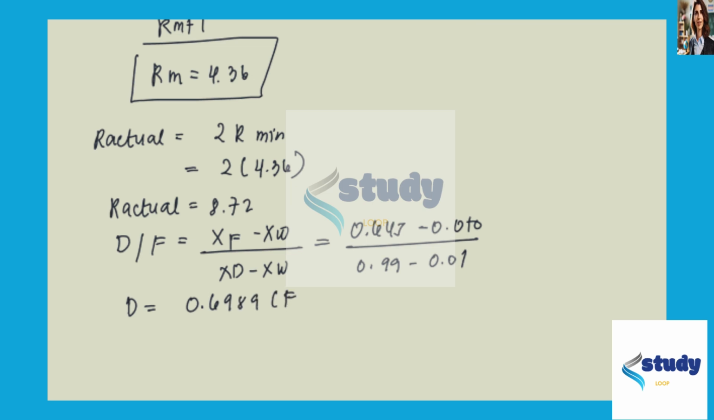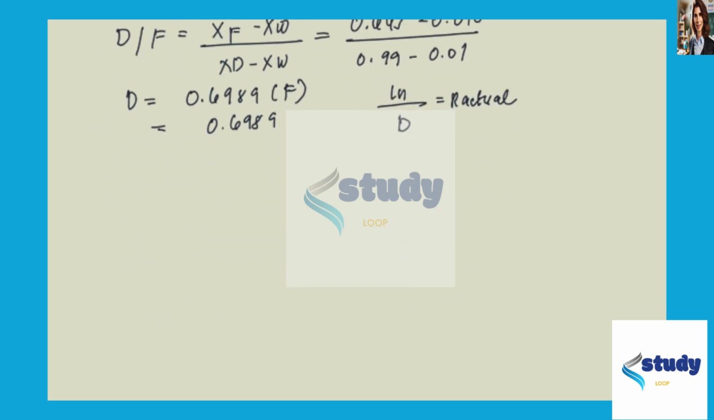0.6989 F. And remember, Ln over D is our R. So Ln, or D rather, will be equal to 8.3877 mole per second.